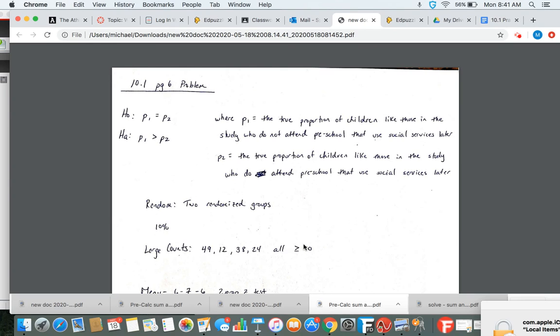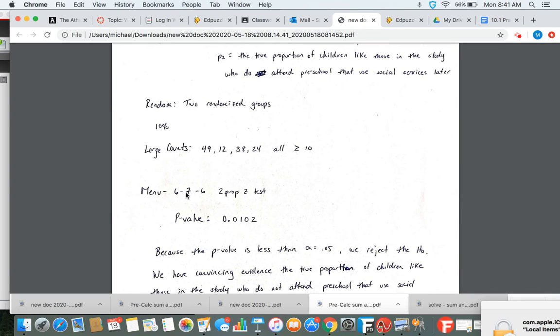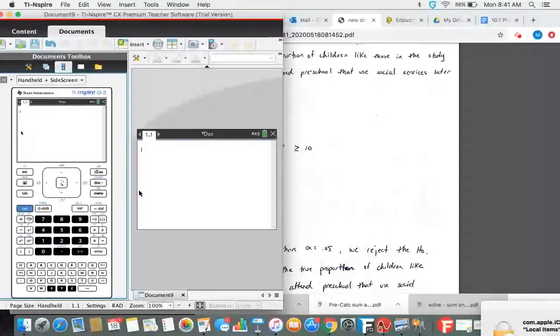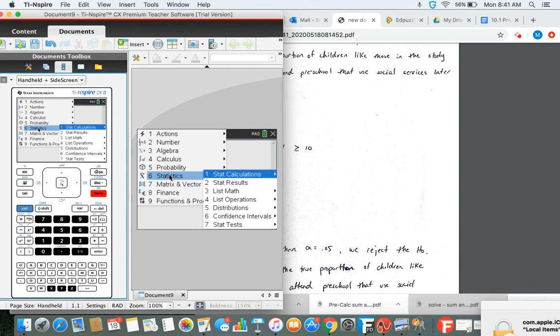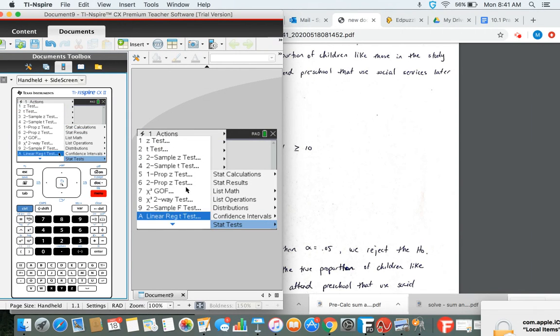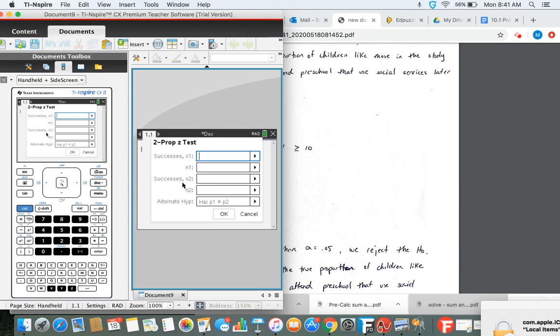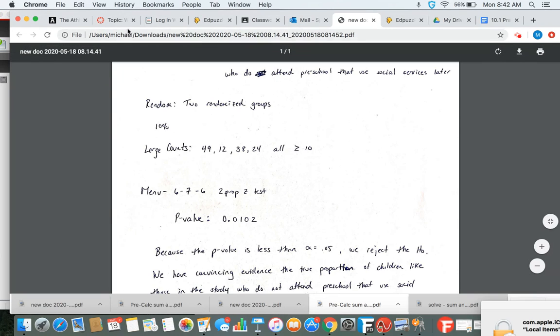Now, I wrote down here Menu 6, 7, 6. So when you go to your calculator and you go to statistics and stat tests, right now we're doing a 2-proportion z-test. Your first group, there were 49 of 61 students that needed social services. And the second one, I believe it was 32 out of 62. Let me just double check. Nope, 38 out of 62.